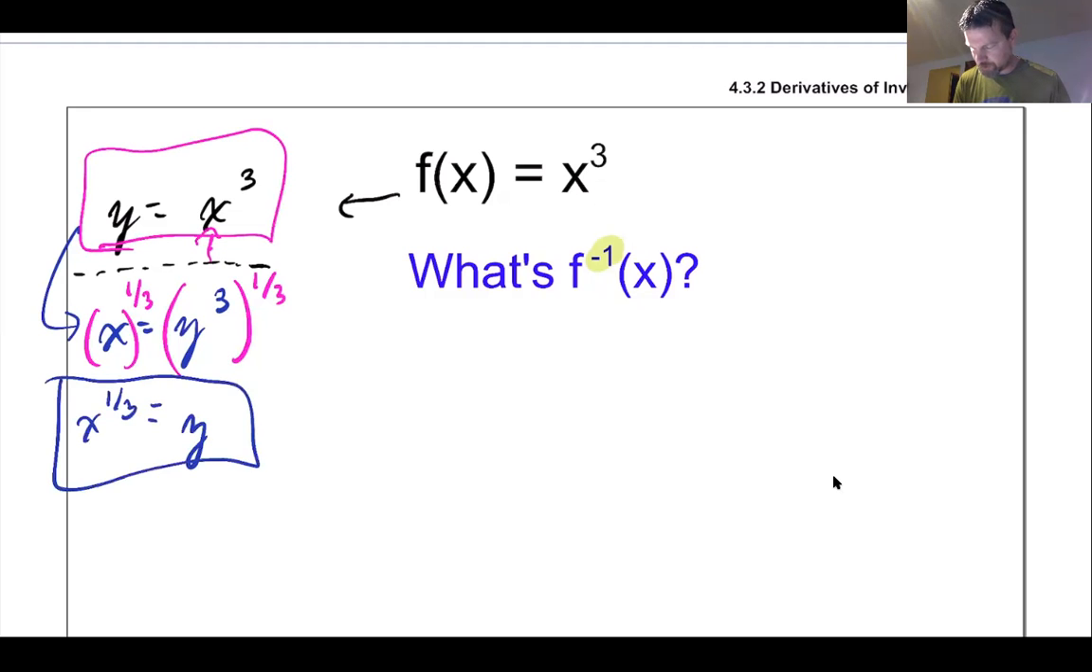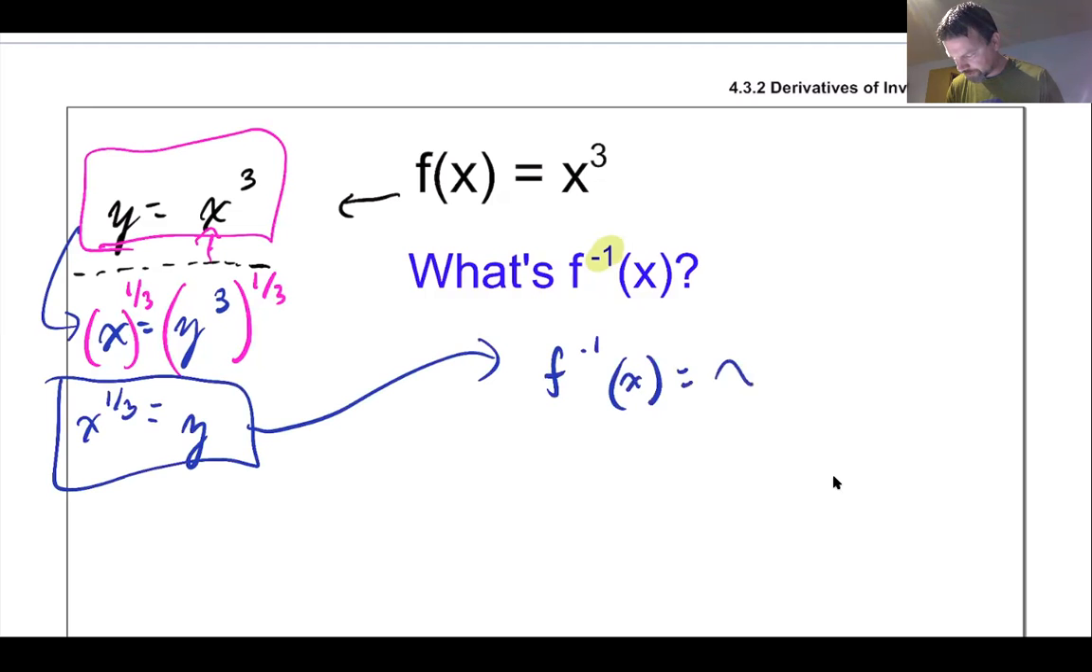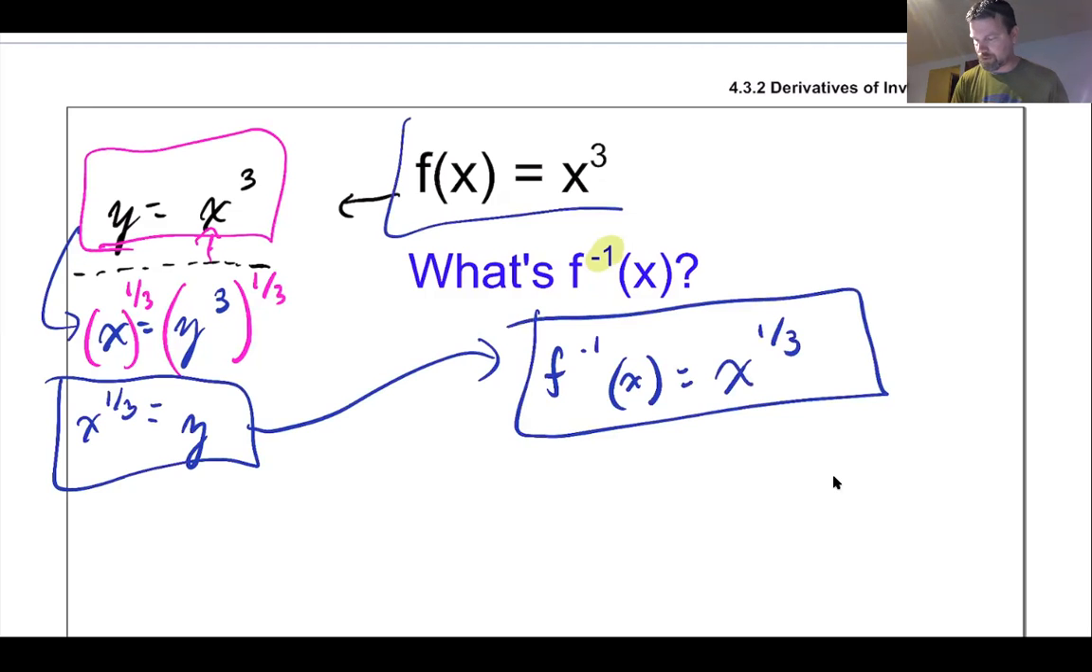That is my inverse function, which I can then write in that notation. f inverse of x is equal to x to the 1/3 power. That is the function that would undo this function, right? It's the opposite. For that first function, I'm cubing it. For my inverse function, I'm taking it to the 1/3 power. They undo each other.